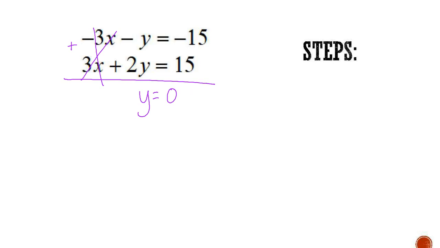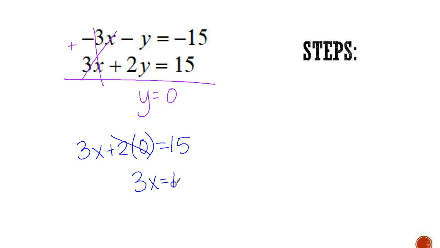So use any equation. I'll use the bottom equation now, because why not? Plus 2, but instead of y, the y value is 0, equals 15. 2 times 0 is just 0. It goes away. So 3x equals 15. And then you divide by 3 and x equals 5. As a point, that'd be 5 comma 0.